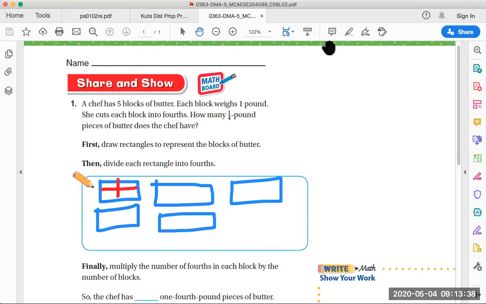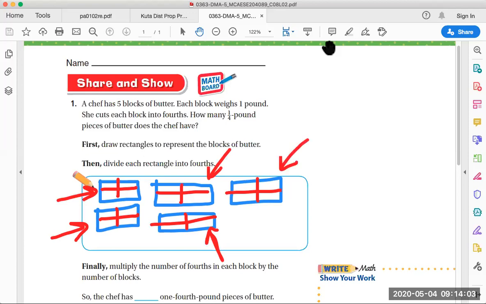So I'm going to do fourths this way. There are obviously other ways it could be done, but this is nice and easy for me. Okay, then it says we need to multiply the number of fourths in each box by the number of blocks. Well, how many fourths are in each box, in each pound of butter? Well, this one has 4. This one has 4, this one has 4, this one has 4, and this one has 4.